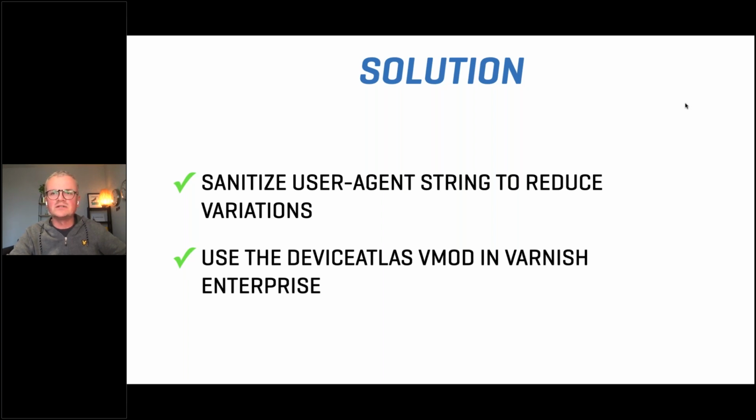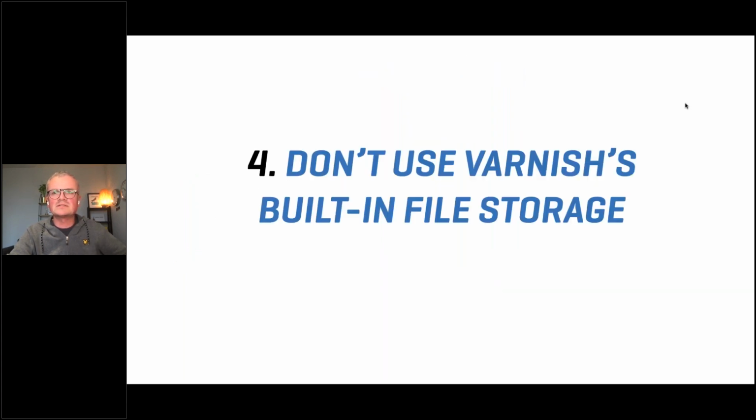And the solution is, there are realistic solutions. Like you can sanitize the user agent string to reduce the variations. If you have intelligence in VCL for that, you can actually say, well, here's a list of patterns where we know this is a regular browser or this is a tablet or this is a phone. You can use that if you want to have different representations, but it involves a little bit of work. And if you're on Varnish Enterprise, you can use our Device Atlas VMOD that does this out of the box with a single function for you. So that's the solution. Up to the next one.